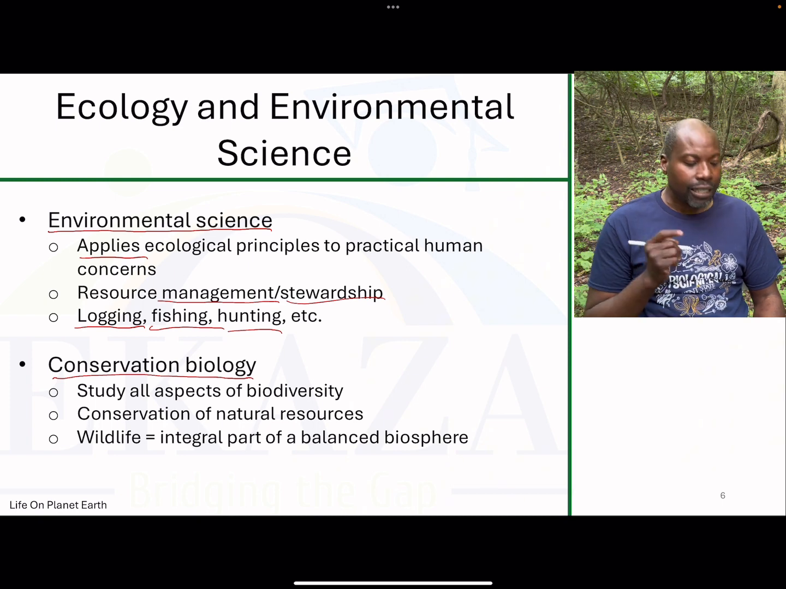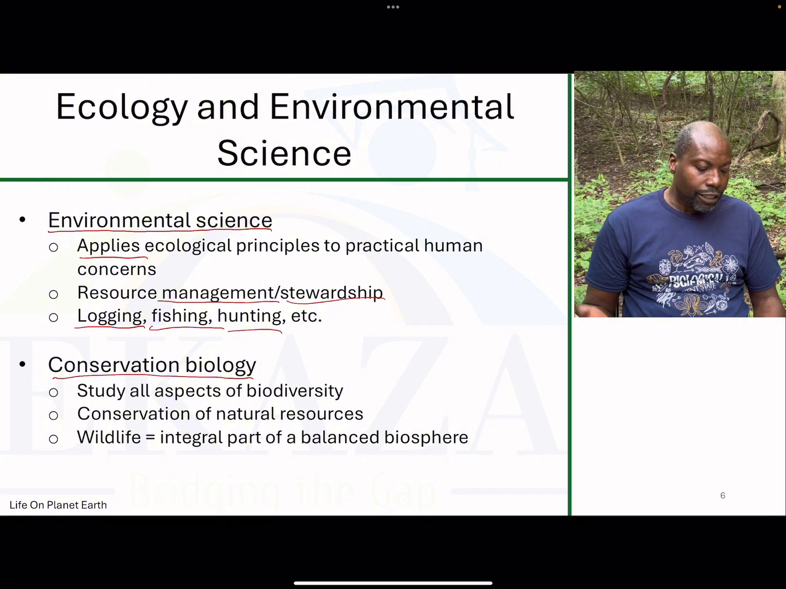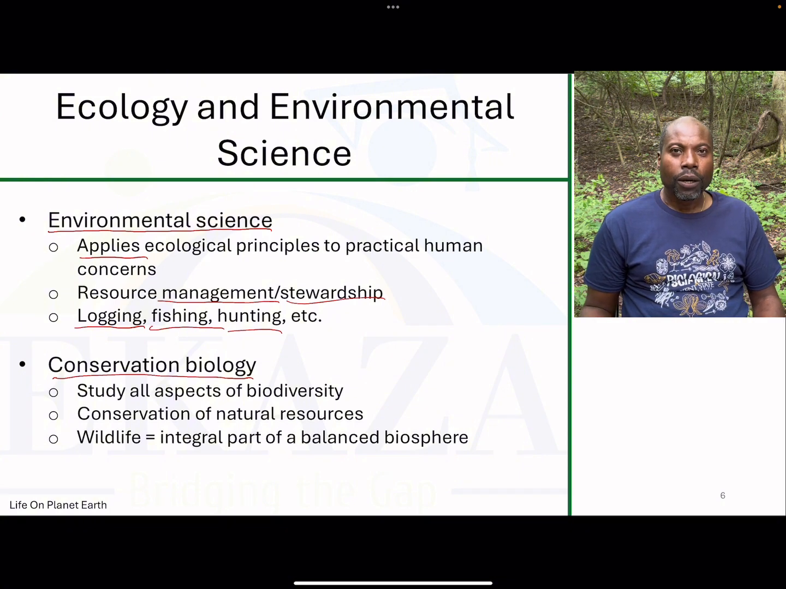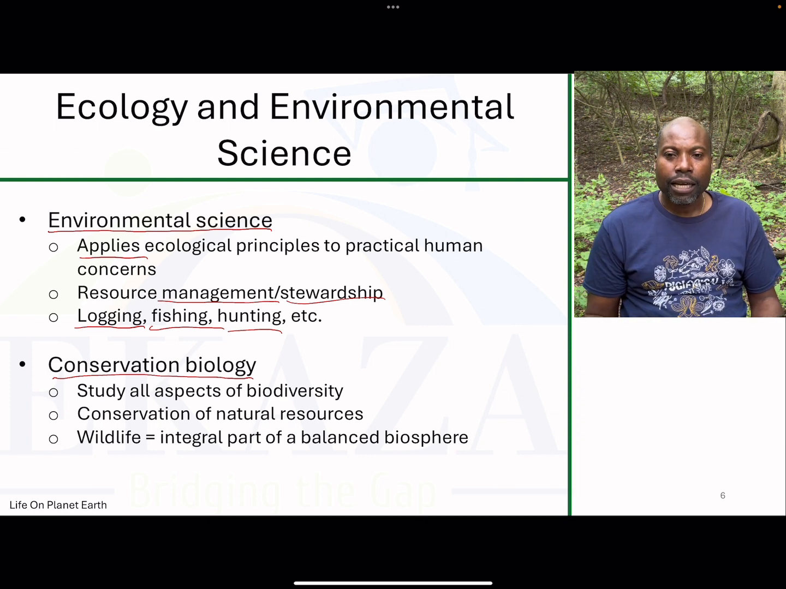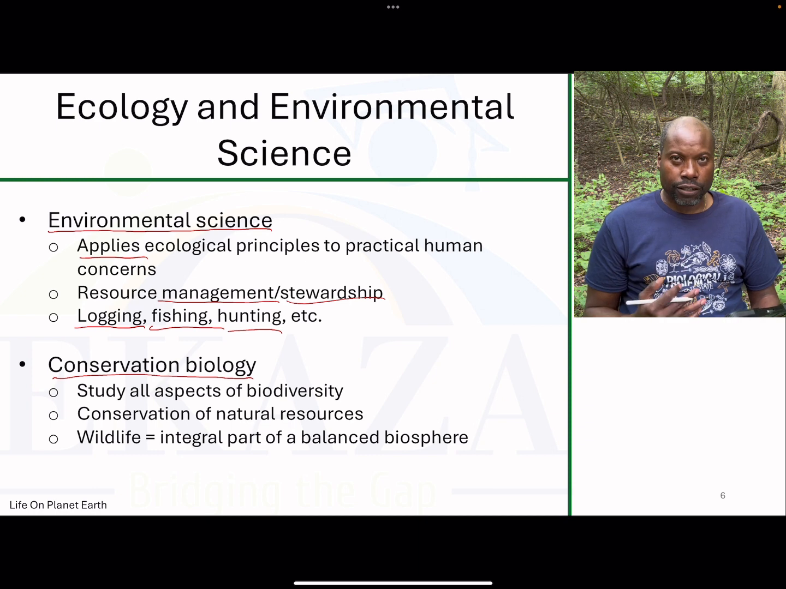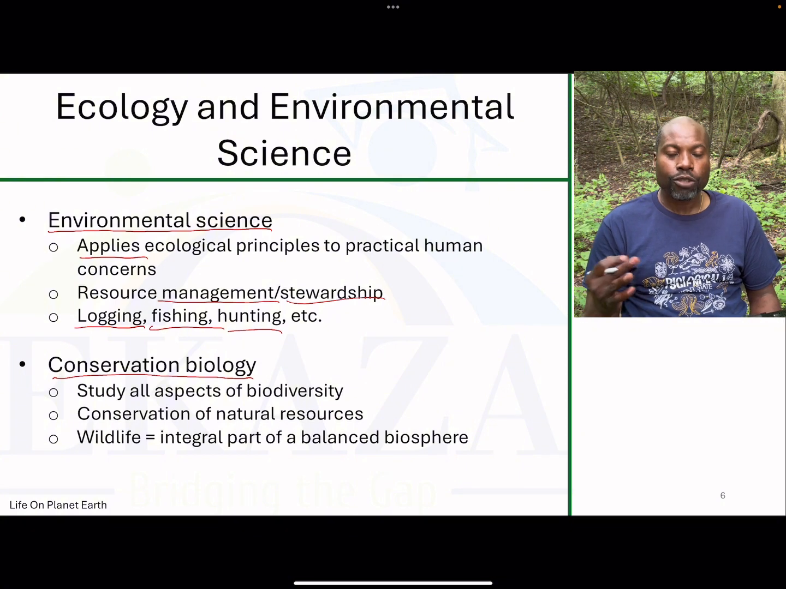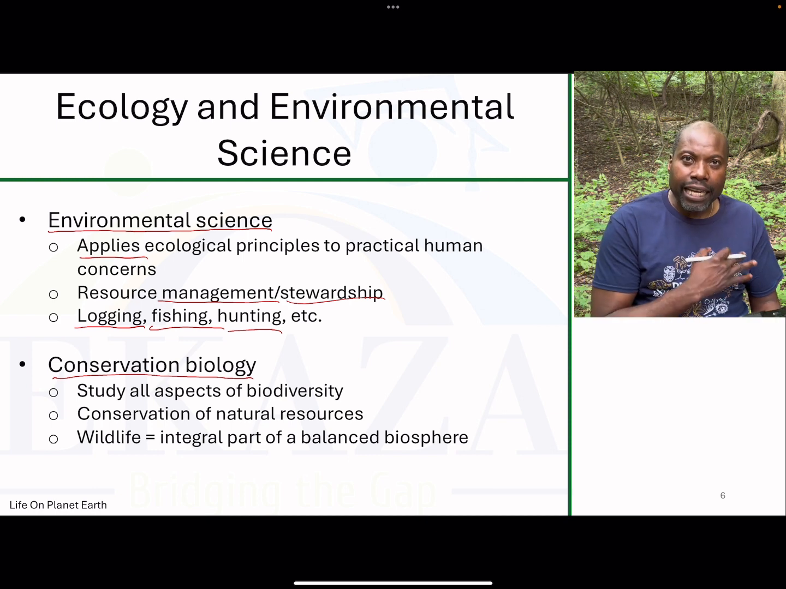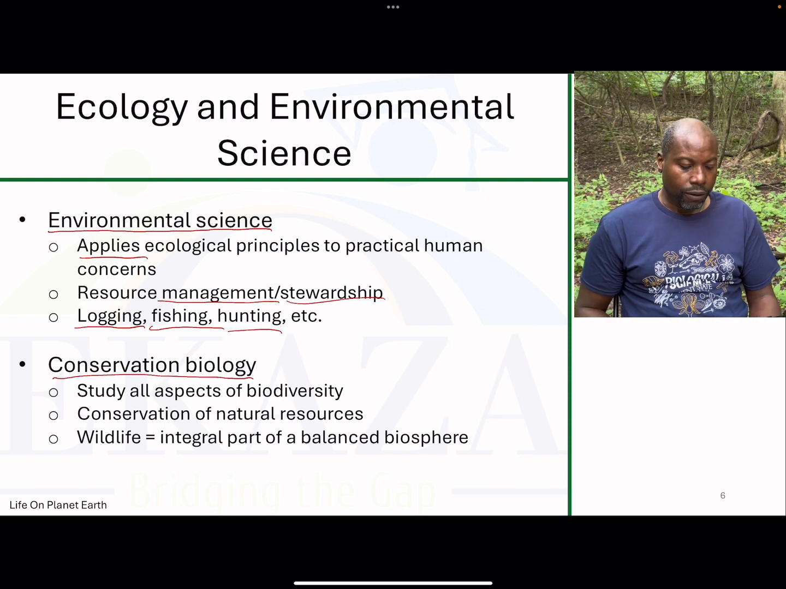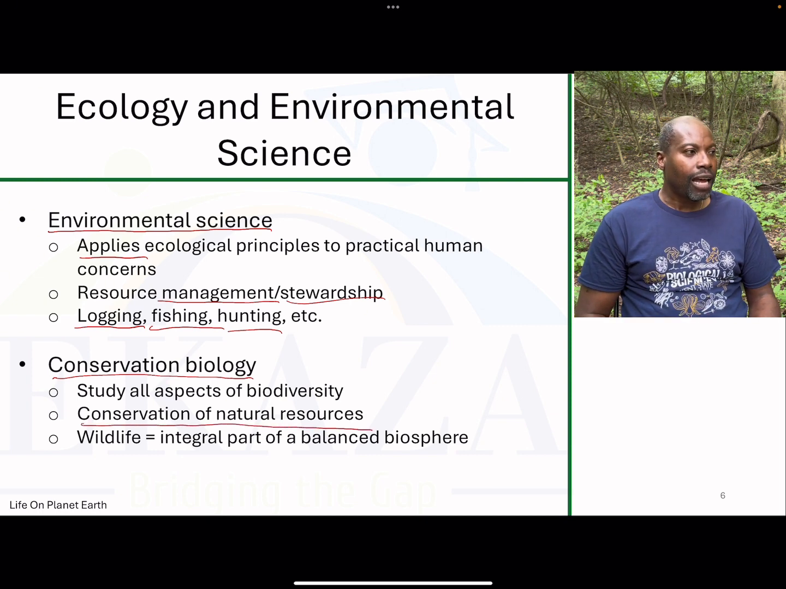Conservation biology is a discipline of ecology that studies all aspects of biodiversity. How do we go about preserving living systems around us, right? We know that living systems interact with each other, but they also interact with their environment, right? We have to study all of that. What is sustainable? What is not sustainable, right? So we're going to try to conserve our natural environment.